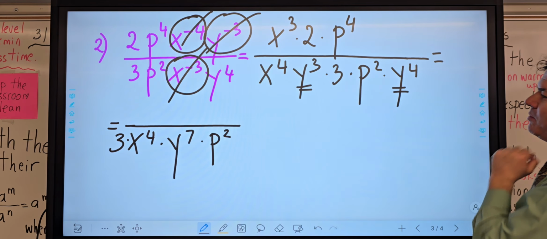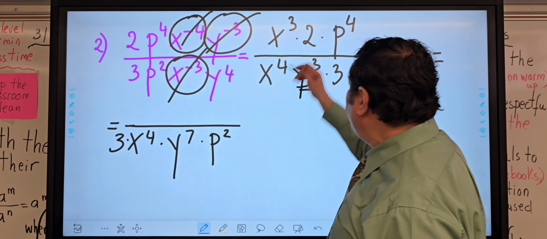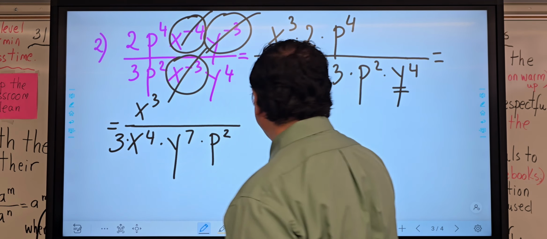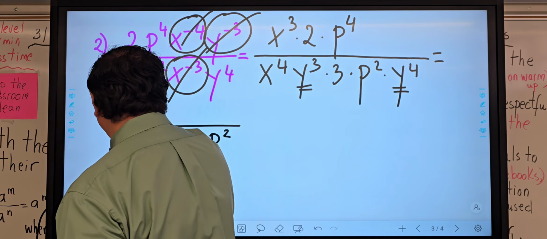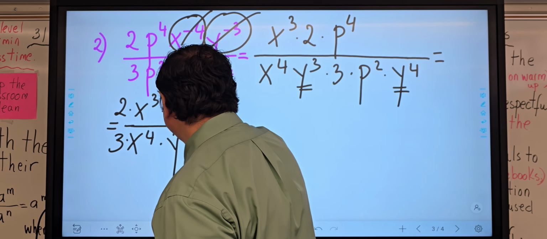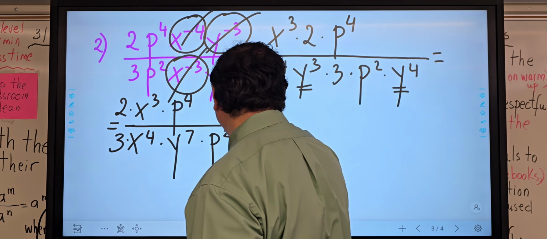Now let's see at the top. At the top we have now x to the 3rd power, x to the 3rd power, and remember 2 goes in the beginning, times 2, and times p to the 4th power. Okay, now let's see what we have.